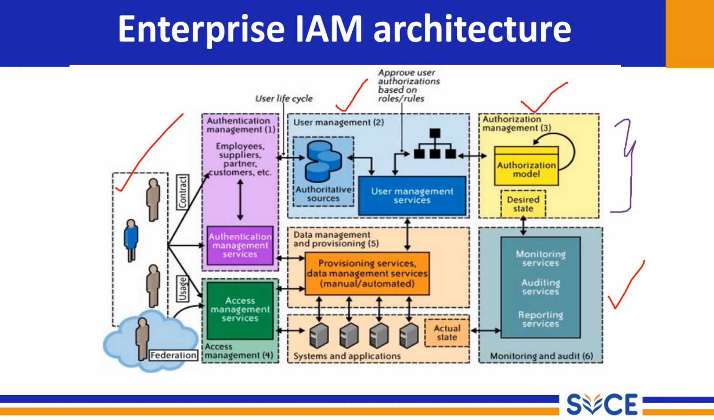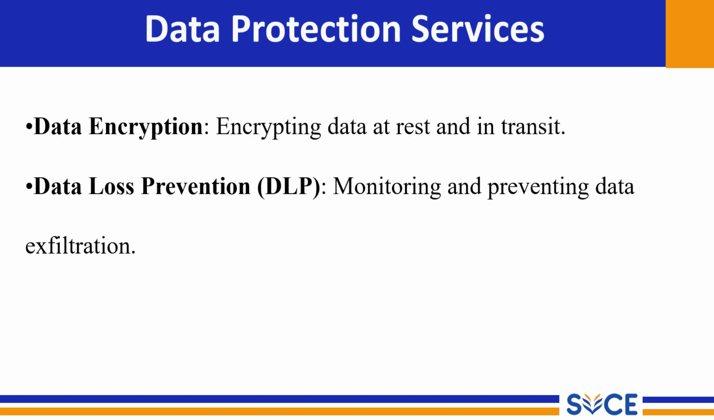And the next slide is data protection services. So what does data protection mean? It is nothing but ensuring the confidentiality, integrity, and availability of cloud data. It prevents unauthorized access, loss, and corruption. Data encryption is nothing but encrypting the data at rest and in transit. Data loss prevention is nothing but monitoring for data exfiltration.